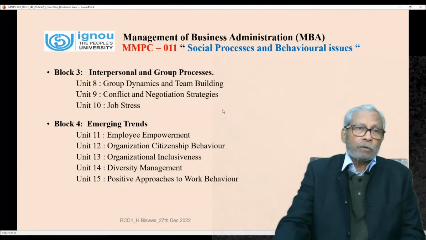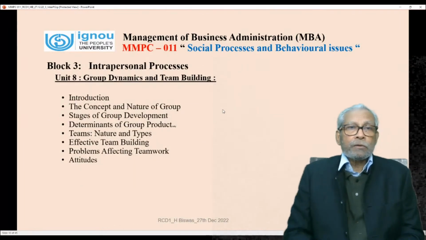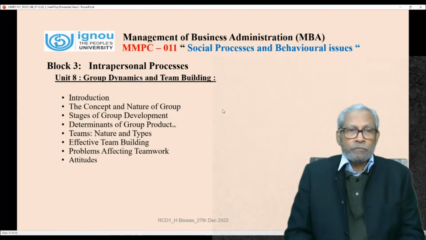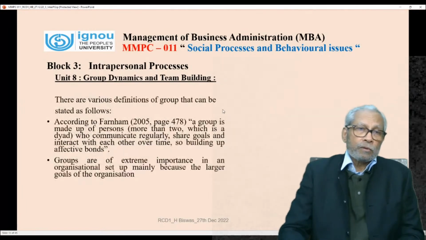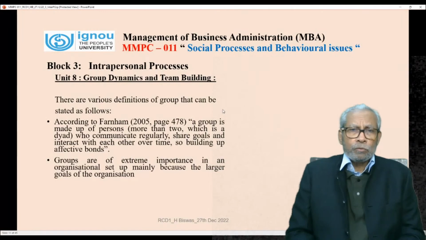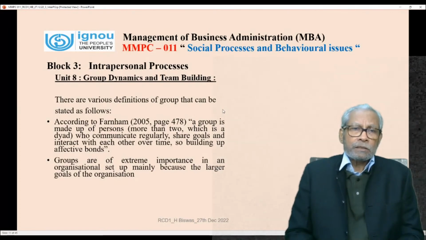Now I have to go to block 3. In block 3, unit number 8, there is group dynamics and team building. Here we have to discuss the introduction, the concept and nature of group, different stages of group development, determinants of group productivity, teams, effective team building, the problem aspects in teamwork, and different types of attitudes. There are various definitions of the group that can be stated as follows. According to Farnham, 2005, a group is made up of more than 2 persons who communicate regularly, share goals, and interact with each other over time.